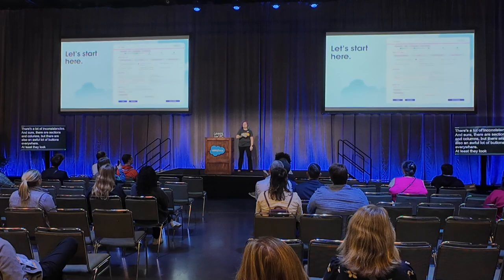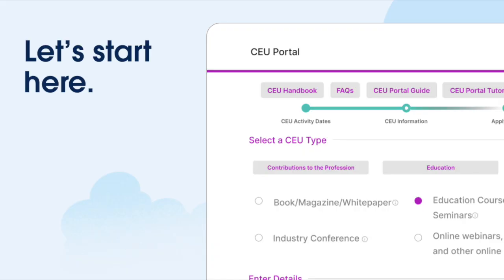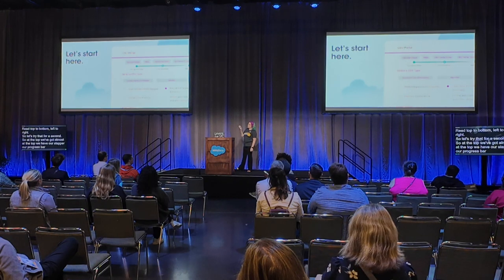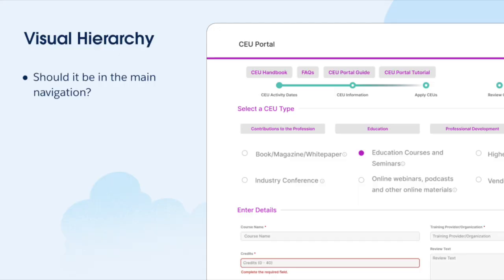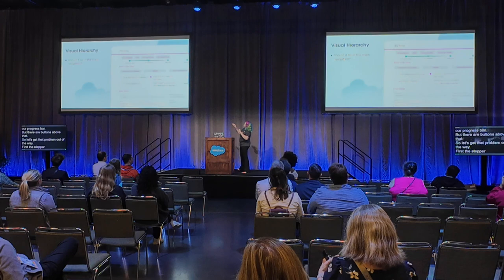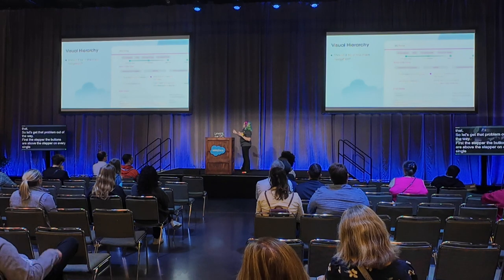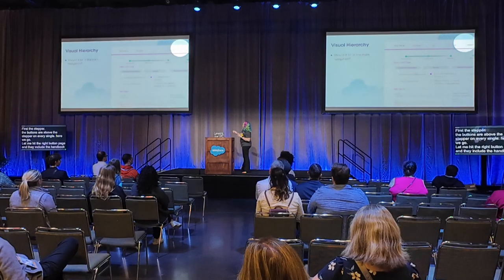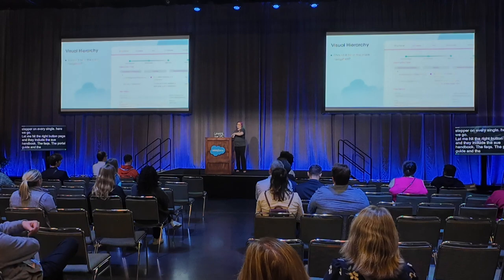Spoiler, they're not. Humans read top, bottom, left to right, so let's try that for a second. Almost at the top, we have our step bar, progress bar, but there are buttons above that. So let's get that problem out of the way first. The buttons are above the stepper on every single page, and they include the CEU handbook, the FAQs, the portal guide, and the CEU portal tutorial.